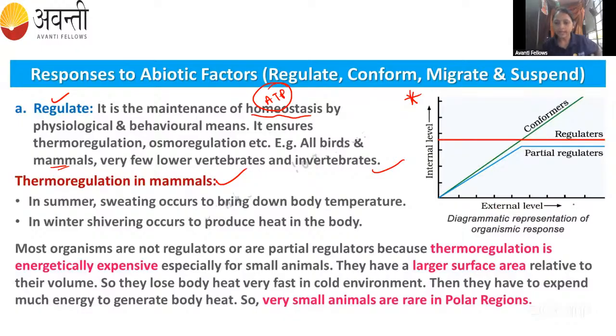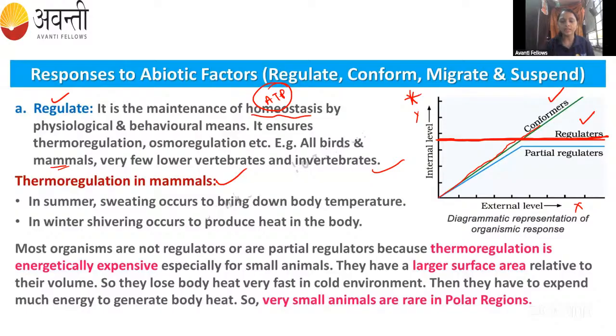On the x-axis there is the external level and on the y-axis they have given the internal level. The internal temperature that is maintained constantly, where it is not changing at all, those are called regulators. Whereas you can see the internal body temperature goes on increasing according to the external temperature. That is for the conformers. But some organisms act as both conformers and regulators.